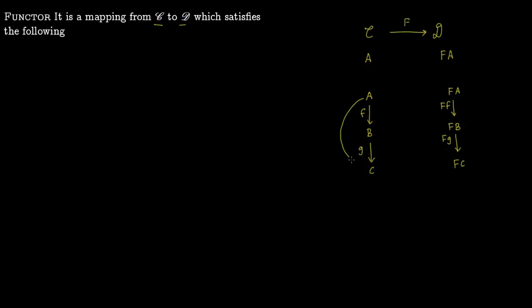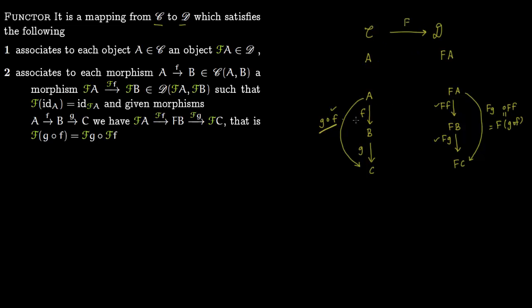So now you know this composition. You first apply f and then you apply g, and here you first apply this and then you apply this. So if you apply the functor F to this entire arrow, we want these to be equal. Whether you go this way or you apply the functor F to this, these two should be equal, and that is all what a functor is.